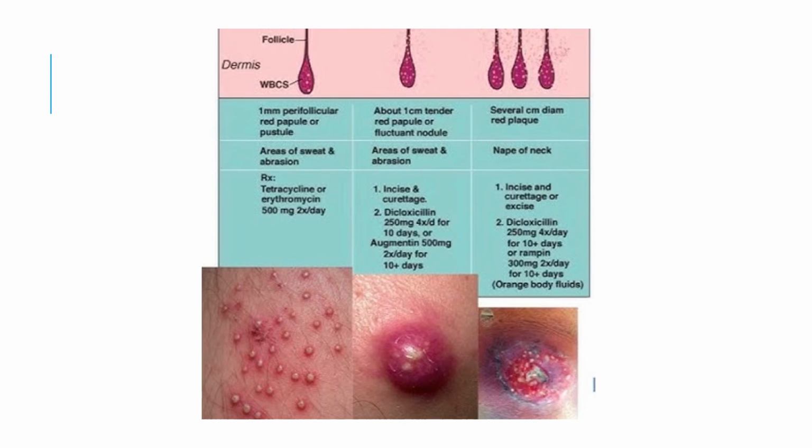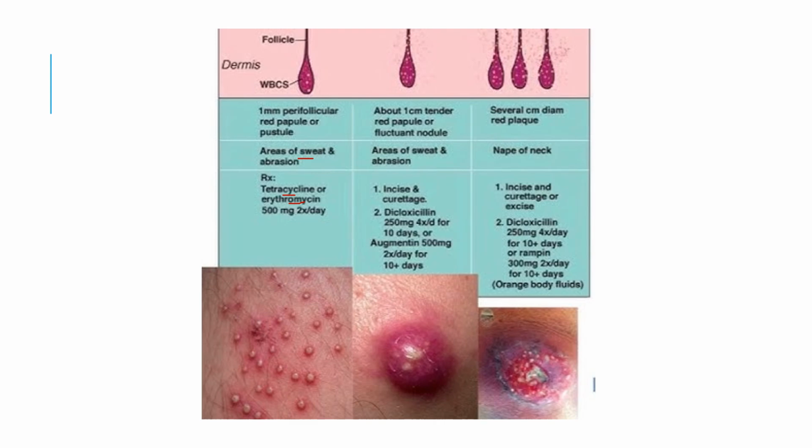We'll see again. Okay, so this is a 1 mm perifollicular papule or pustule. I'll clearly show the difference between what is a papule, pustule, and different other terms in the next slide. So this is a papule or a pustule, usually in the areas of sweat, and there is an aberration. Treatment is tetracycline or erythromycin.